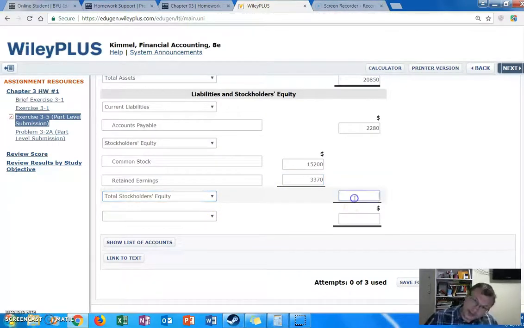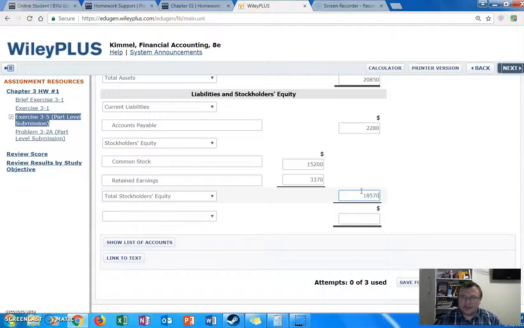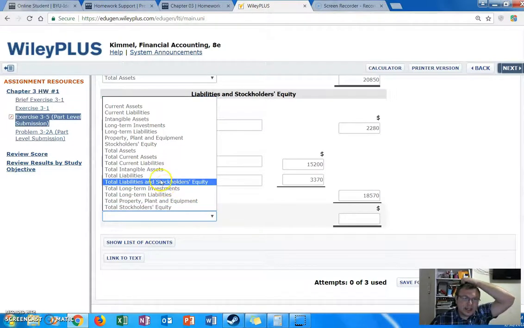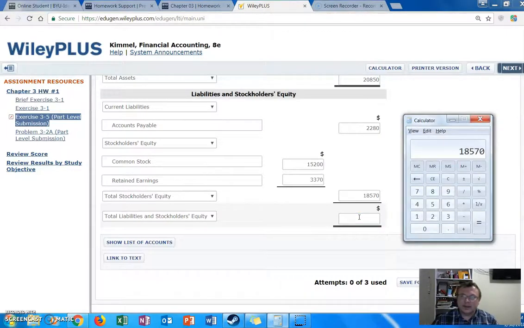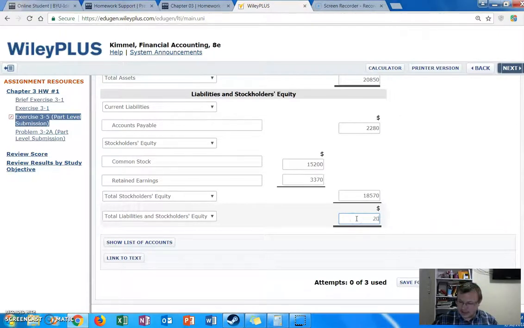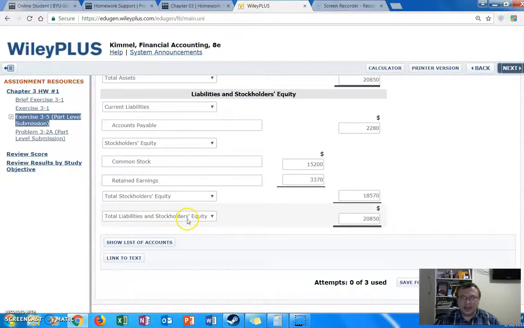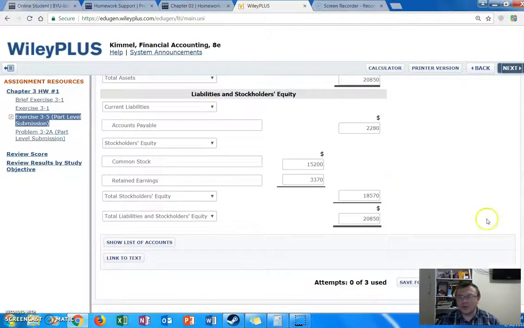Total stockholders' equity, you're going to add those two together. 15,200 plus 3,370 equals 18,570. Now you're going to say total liabilities and stockholders' equity. Going to add those together. So 18,570 plus 2,280 equals 20,850. And you can double check yourself because assets always equal liabilities and stockholders' equity. And 20,850, 20,850, that's correct.